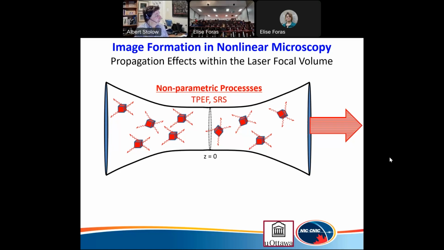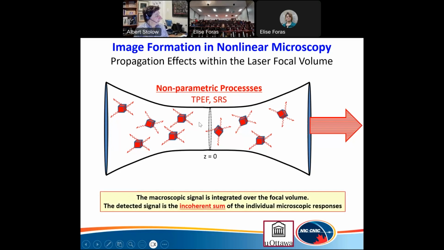So I want to differentiate between two types of nonlinear optical effects. There are ones which are called non-parametric, like two-photon fluorescence and something I'll introduce in a minute, SRS, which stands for stimulated Raman scattering. This is an incoherent process. So the signal generated in, this is my focal volume, right? This is my Gaussian focus. So there's the focal plane, and that's the divergence before and after the focus. Molecules at different locations are just emitting light randomly in phase compared to the other molecules. So the signal I collect by this big arrow here is the incoherent sum over all of these individual microscopic responses. Because it's incoherent, there's no interference between them. The total signal is just the sum of the individual signals, and that's it.